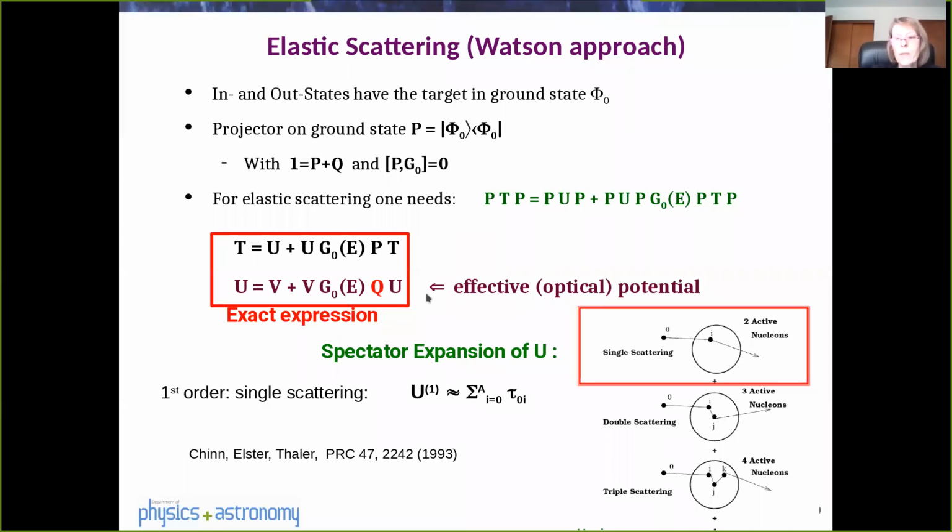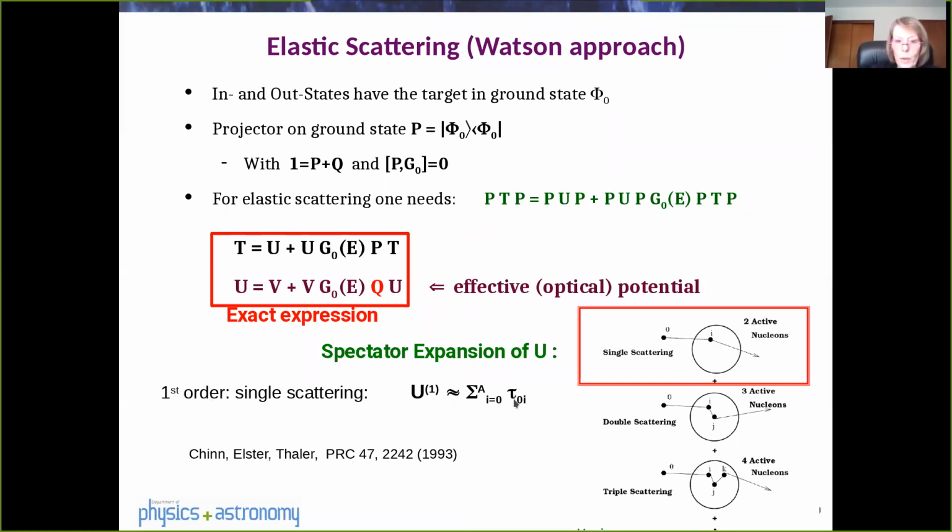You have to do now the expansion in terms of active particles. I wrote here how you could think about it. You always have one particle coming in, that is your projectile, and then you scatter off nucleons in the nucleus, from 1, from 2, from 3, and so on. So basically, we wanted to work in a spectator expansion of the effective potential. And we only do the single scattering. Single scattering would be you scatter from one nucleon and you sum over all of them.